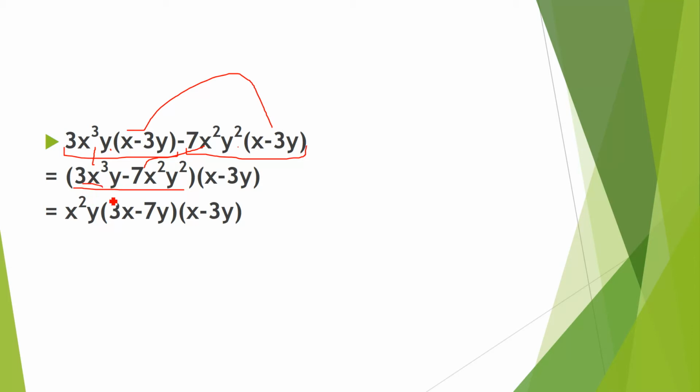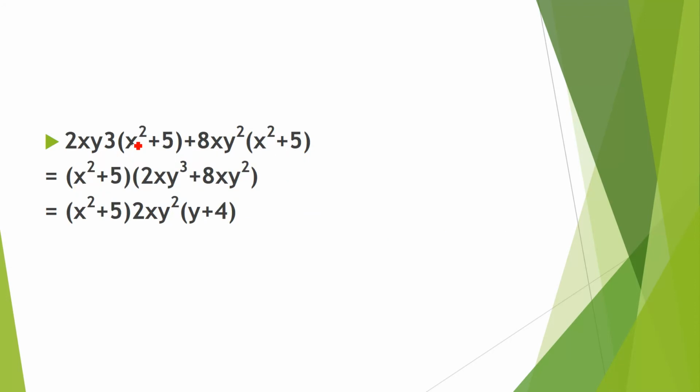So remaining is 3x, because x square y we have taken as a common, minus 7y, and here x minus 3y. So this is our answer, right? So this question was a little bit different from the last one. In both sets you have to take a common which is exactly same. So x minus 3y, x minus 3y, remaining is this, and from this you can take common as well.